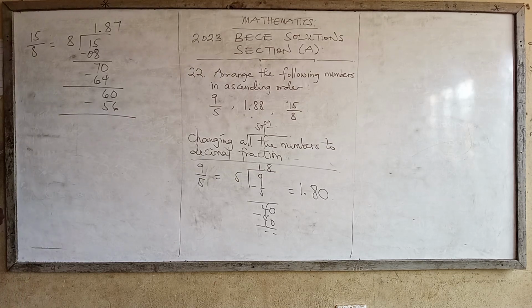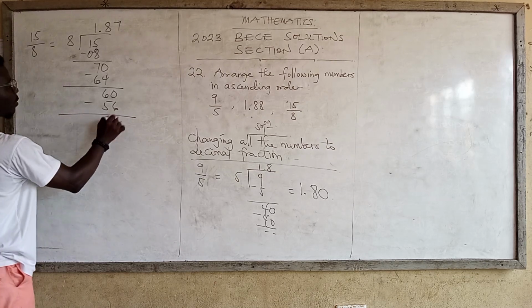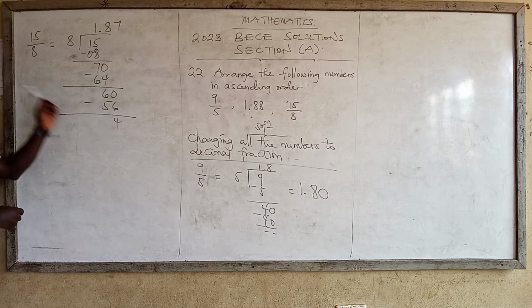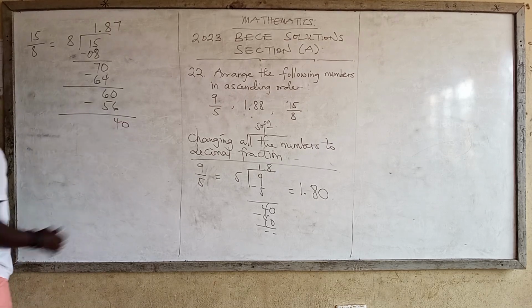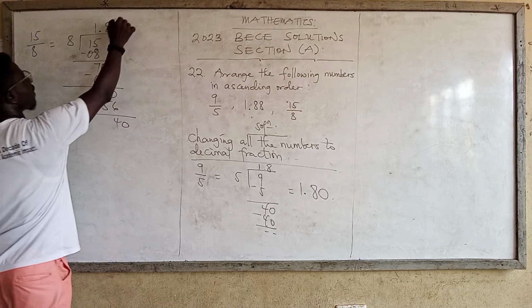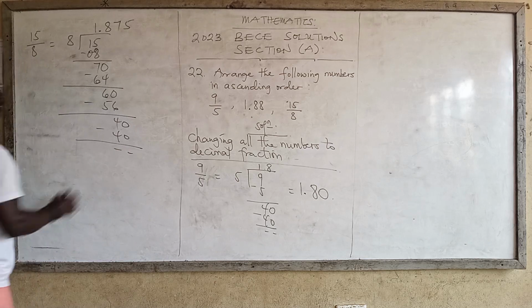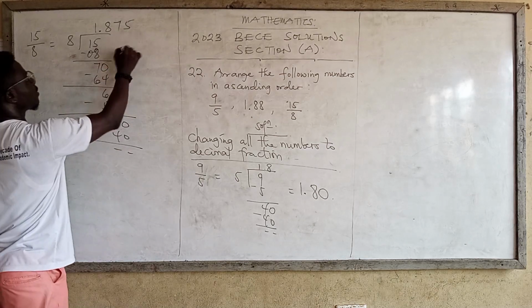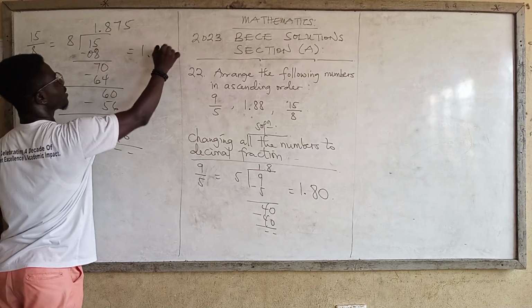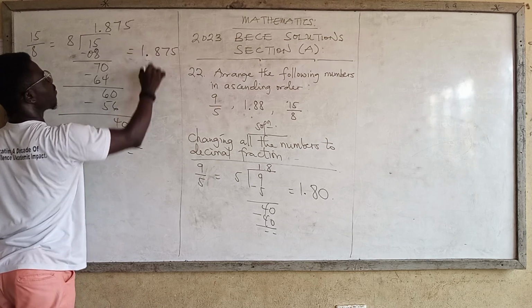Let's subtract 56 from 60. We obtain 4. 8 into 4 more. 0. 8 will go into 40 how many times? 8 5s are 40. So we have this. So now which is 1.875.